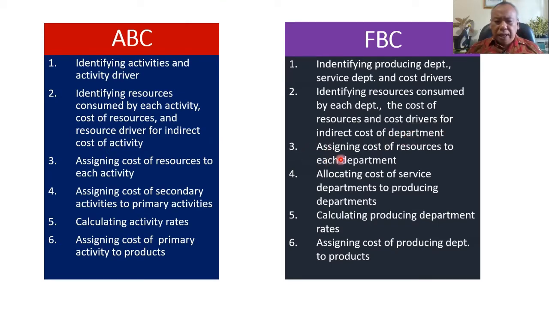The third is assigning cost of resources to each department, and then allocating costs of service department to producing department, and then calculating the producing department rates. And the last is assigning costs of producing department to product. So actually the difference is in our cost pool: in activity-based we are using activity, and in functional-based we are using producing department.